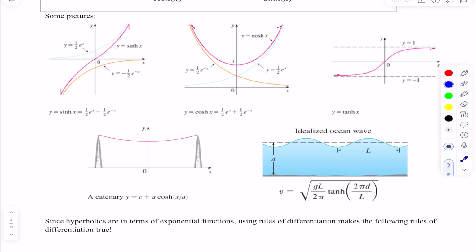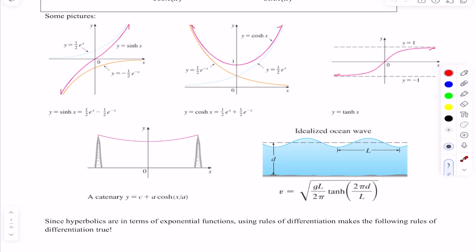Here are a few pictures of such functions. Notice the hyperbolic sine function is actually an odd function, or symmetric about the origin. The same with hyperbolic tangent of x. It's also an odd function, symmetric about the origin, and it also possesses two horizontal asymptotes. The hyperbolic cosine function is an even function, which means it's symmetric about the y-axis.